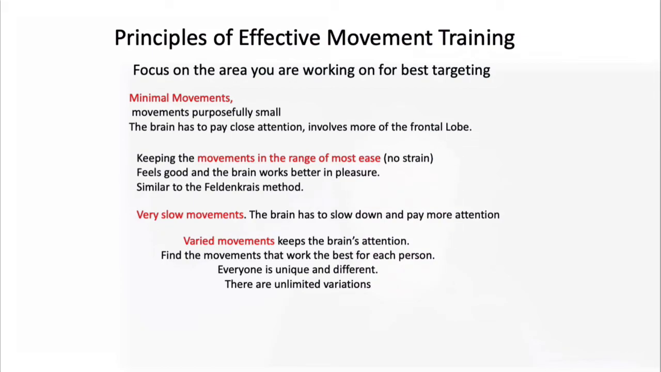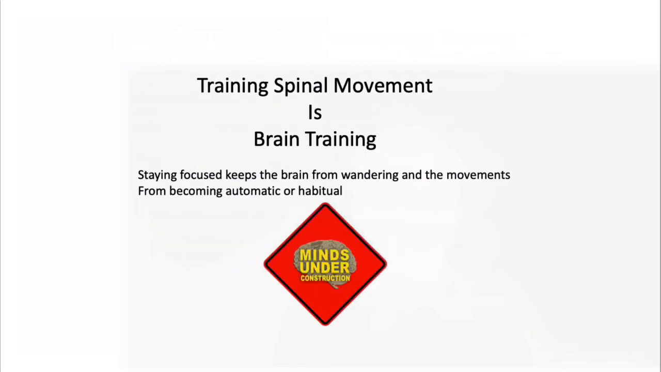The other one is varied movements. The more different we can make the movements, the more the brain has to pay attention to what's going on. So these are all part of getting the brain to pay close attention to what's going on, making the movement very, very easy, and allowing the brain to participate with us and help us with those movements. Because in effect, we're not training the spinal movements, we're training the brain, because the brain actually has control over those movements.